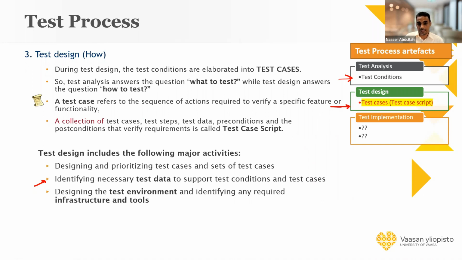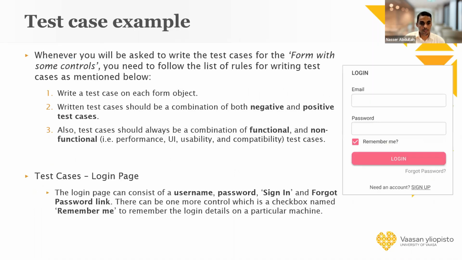The test data is the possibilities. So in this stage you just say, I will check login with valid and invalid passwords, for example. Also designing the environment. For example, I want to verify this GUI on different platforms or in different browsers. So here we just define the environment.